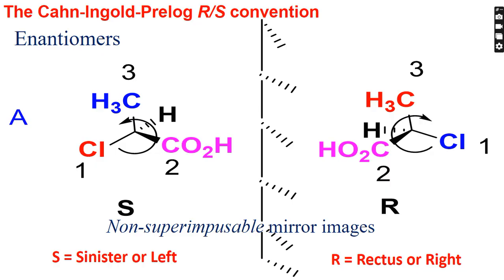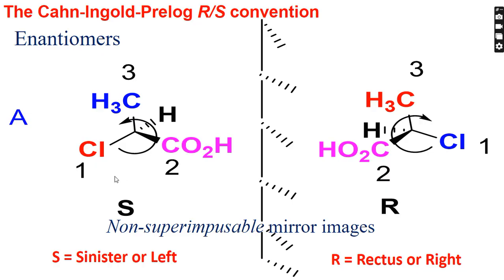The RS configuration notation was given by Cahn, Ingold, and Prelog. These three scientists assigned chiral molecules to the RS configuration. According to their rules, known as the CIP rules, the groups attached to the tetrahedral carbon need to be put into priority order. Here, chlorine is attached to the tetrahedral carbon, similarly methyl, hydrogen, and CO2H are attached.